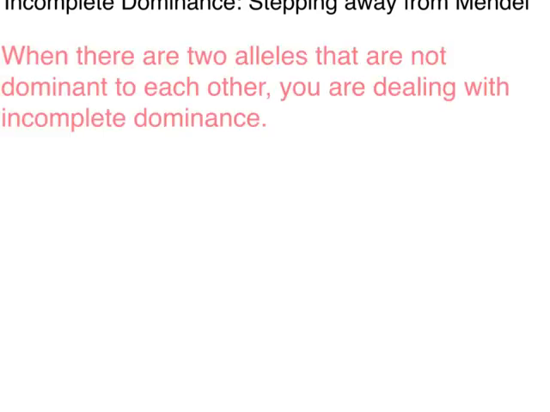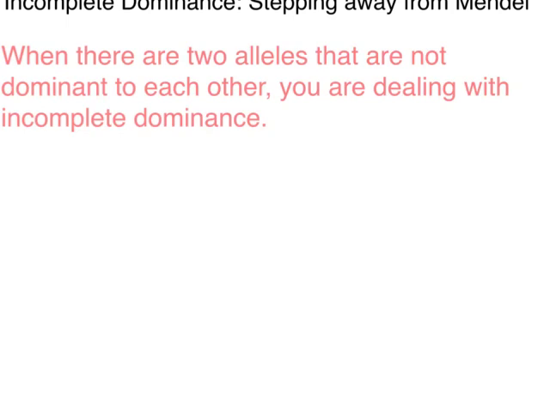And in this lesson we're going to learn about incomplete dominance. This involves stepping away from what we've learned about Mendel so far, because in this situation there are no dominant alleles. In an incomplete dominant situation, you'll have two alleles that are not dominant to each other, and therefore we're stepping away from Mendelian genetics in the sense that there are no dominant and recessive alleles. So the first thing you need to know is that when there are two alleles that are not dominant to each other, you're dealing with incomplete dominance.